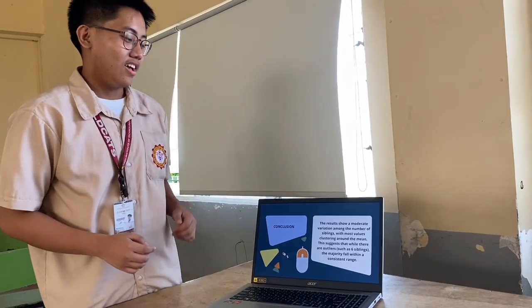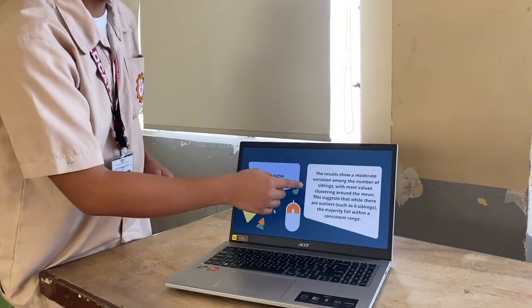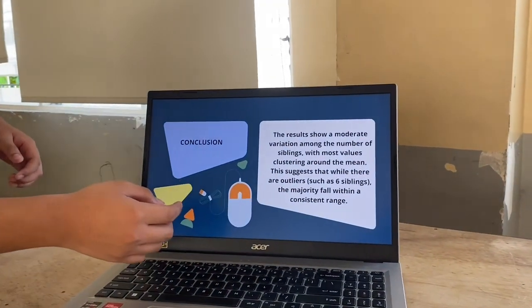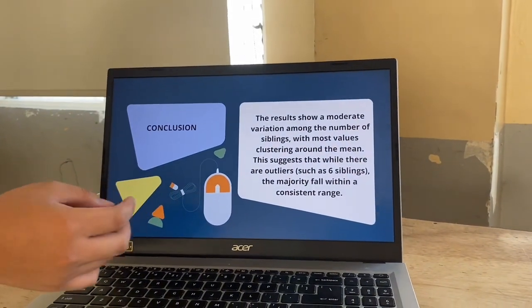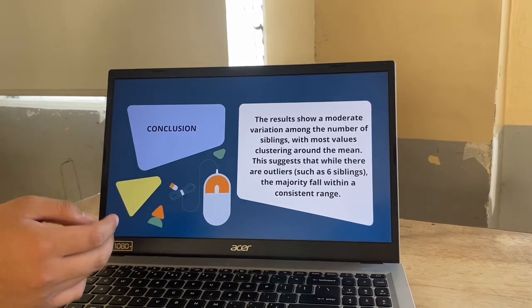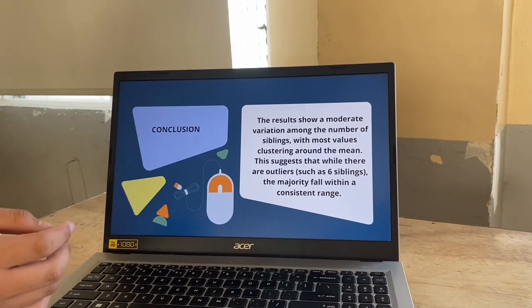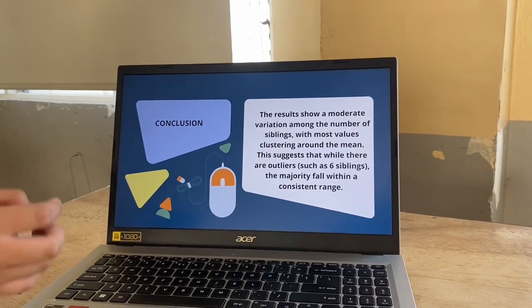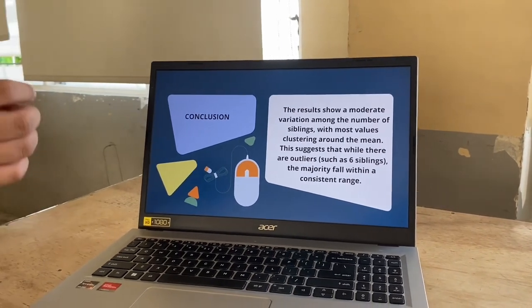The conclusion. The results show a moderate variation among the number of siblings, with most values clustering around the mean. This suggests that while there are outliers such as 6 siblings, the majority fall within a consistent range.